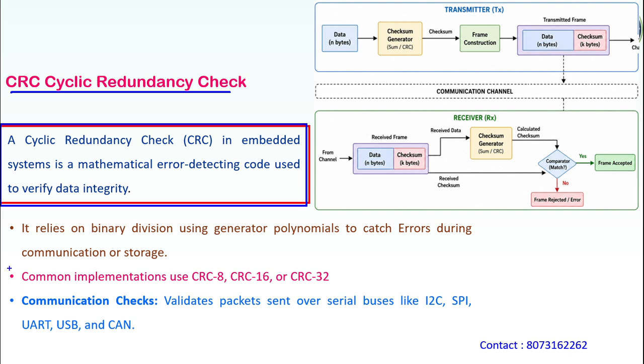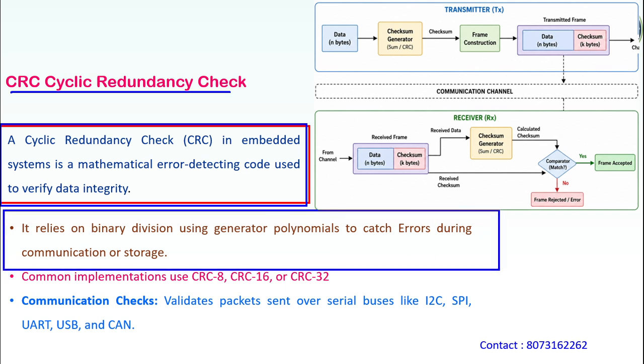Okay, how to perform this? You can see it relies on the binary division method. This I'll explain in detail later. So it relies on a binary division method using a generator polynomial to catch the errors during the communication or during the storage of data. That means whenever you're transmitting data, receiving data, or storing the data in the memory, you have to check whether any error is detected during the transmission or during the storing of data. This mechanism can be achieved by CRC, Cyclic Redundancy Check.